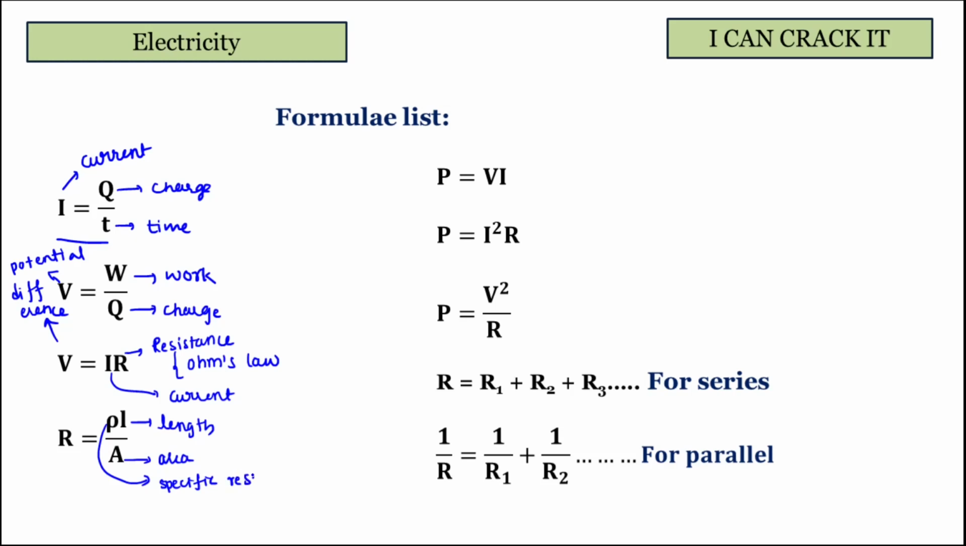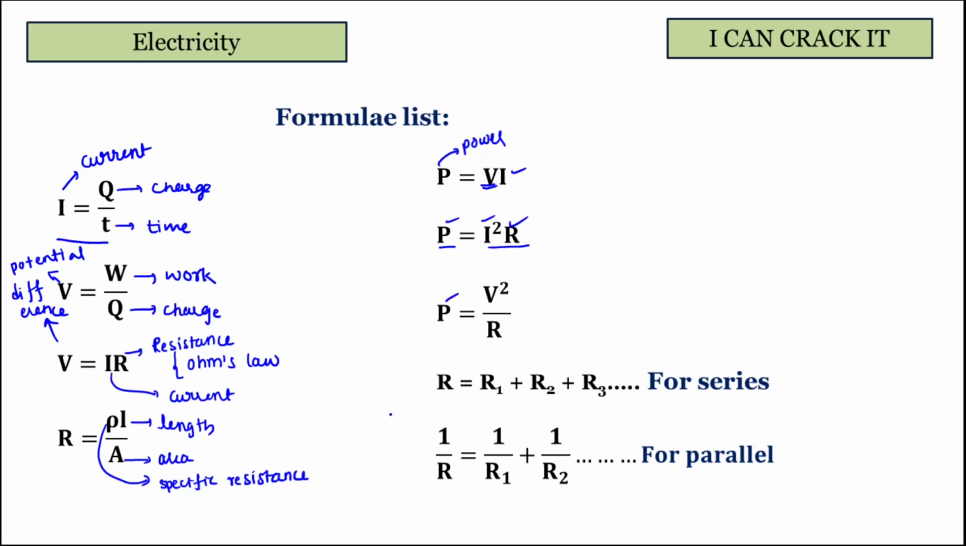Now P equals VI. P is power. What is V? Potential difference. We have used it already. What about I? Current. Or P equals I square R. I is current, R is resistance, P is power. We have used these symbols already. Again one more formula, P equals V square by R.